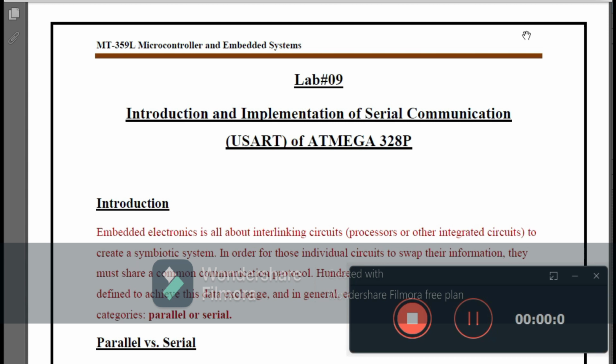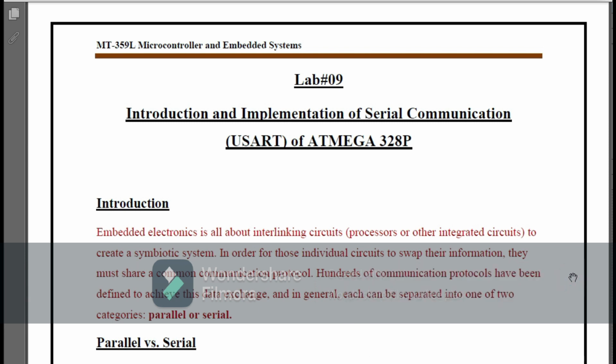Bismillah Rahman Rahim. So today we have Lab 9 of Micro Embedded Systems. Lab 9 is the Introduction and Implementation of Serial Communication USART of ATmega328P.